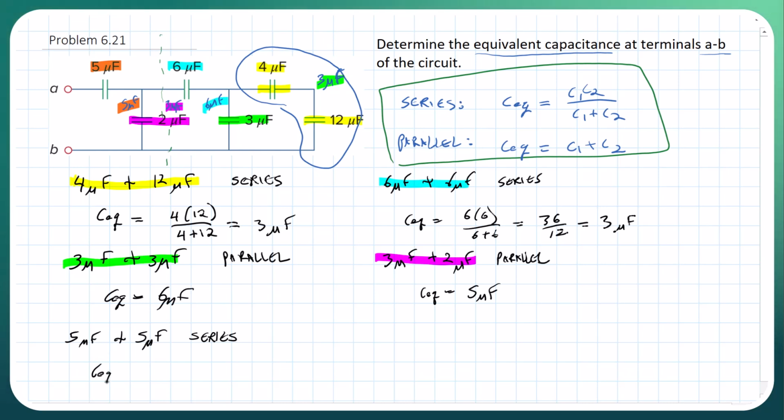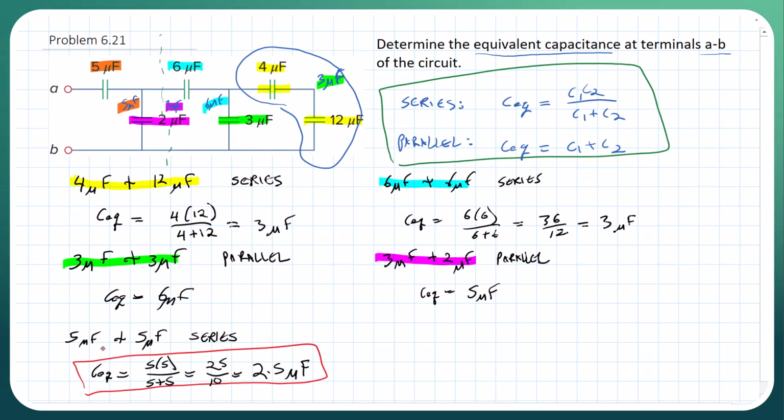Okay, so we just say C equivalent is going to equal 5 times 5 over 5 plus 5. So that's 25 over 10, which is going to give us 2.5. So we're going to get 2.5 microfarad as our final C equivalent. So this is going to be our final answer. Our C equivalent of this entire circuit is 2.5 microfarad. Like I said, essentially it's using these rules, the characteristics of capacitors in regards to them being in series as well as in parallel. And that's how you solve for this problem.